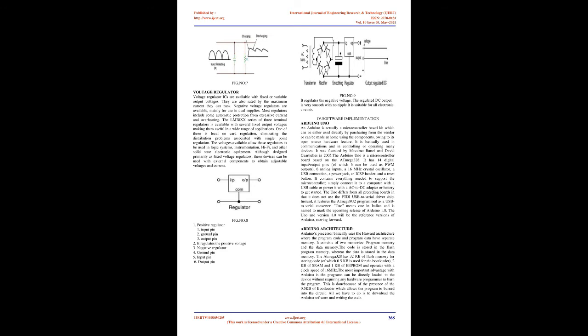Voltage regulator. Voltage regulator ICs are available with fixed or variable output voltages. They are also rated by the maximum current they can pass. Negative voltage regulators are available, mainly for use in dual supplies. Most regulators include some automatic protection from excessive current and overheating.